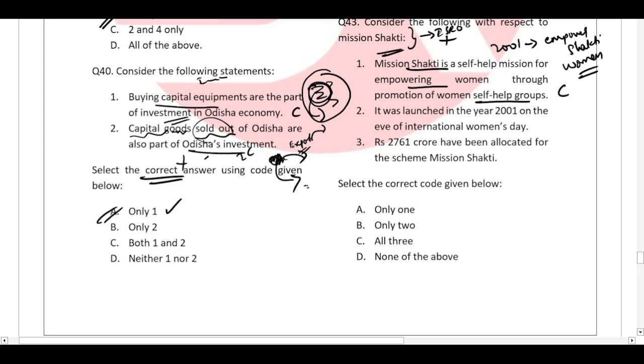It was launched in 2001. It was launched in the year 2001 on the eve of International Women's Day. This is also a correct statement. Almost 2,761 crores was allocated to the Mission Shakti. This is also again factual. Look into the budget. So select the correct code. The correct code is all are correct. Option number C.